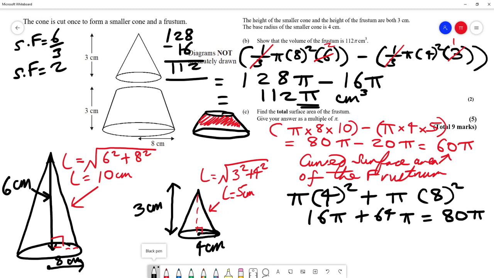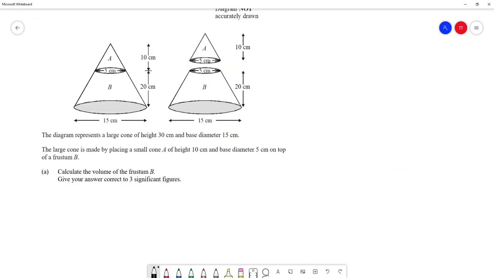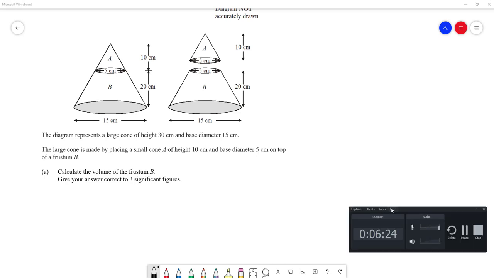So all we do now is 80 pi plus the curved surface area in red, which is 60 pi, and that will give me 140 pi centimeter squared. Here's a question for you to try. You can pause the video, and when you're done, I will go through my worked solution.